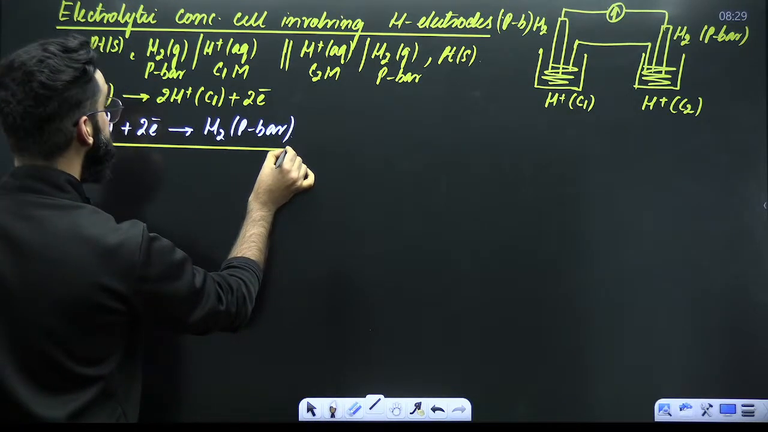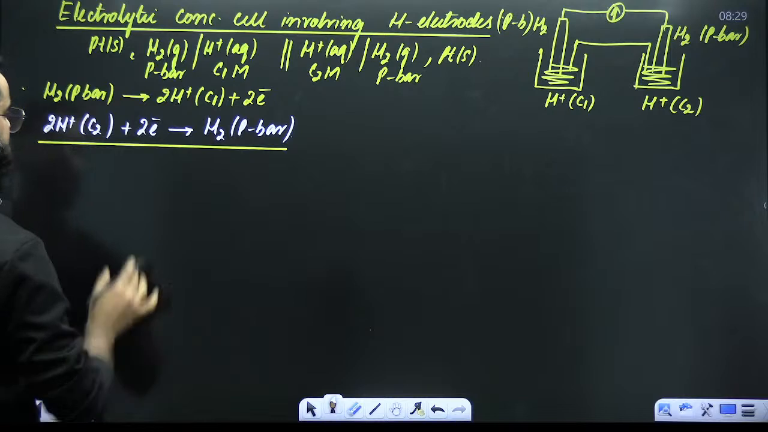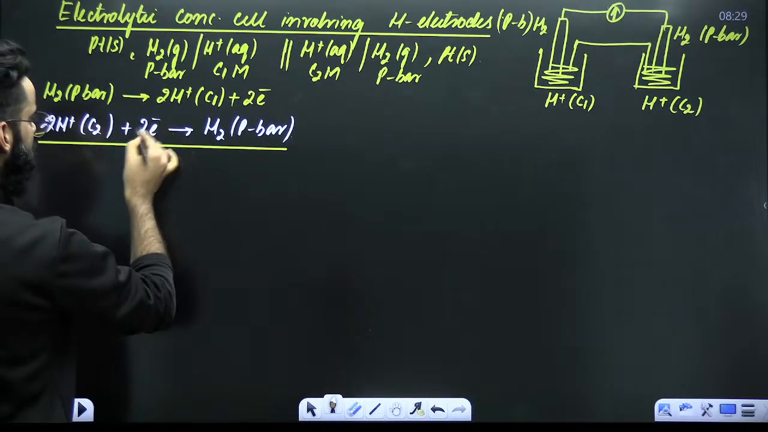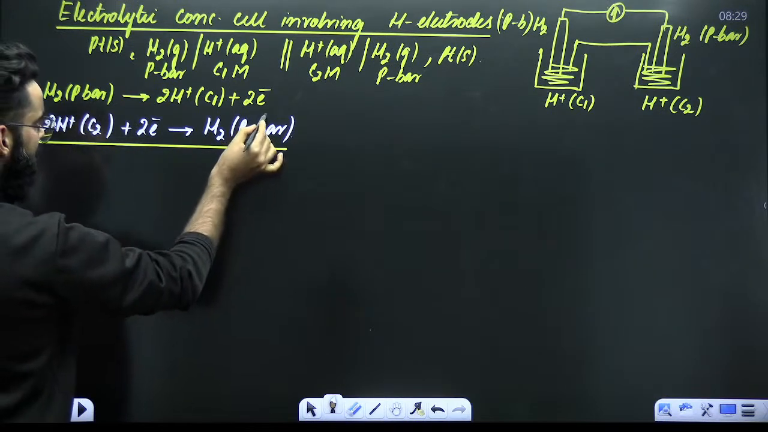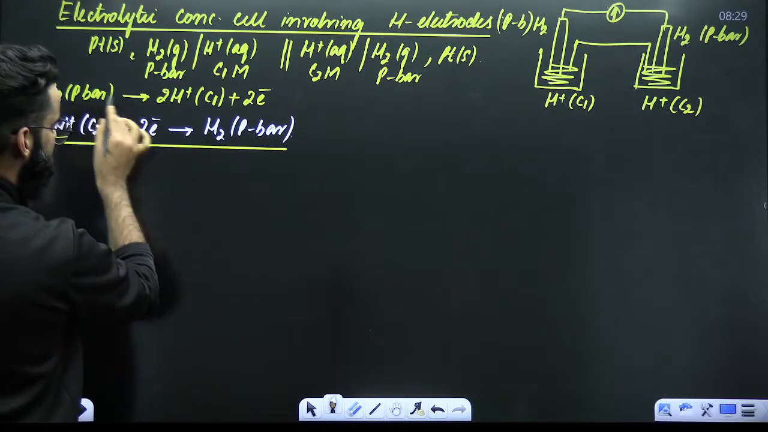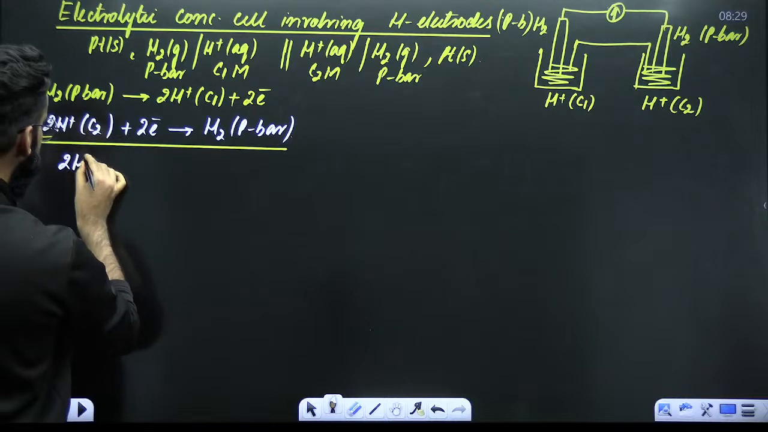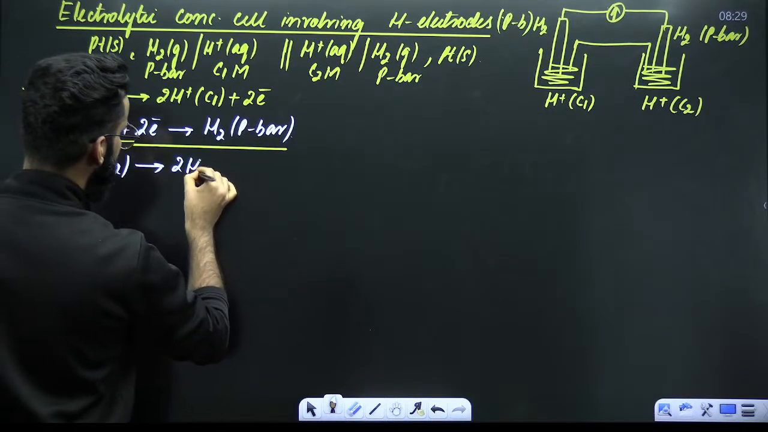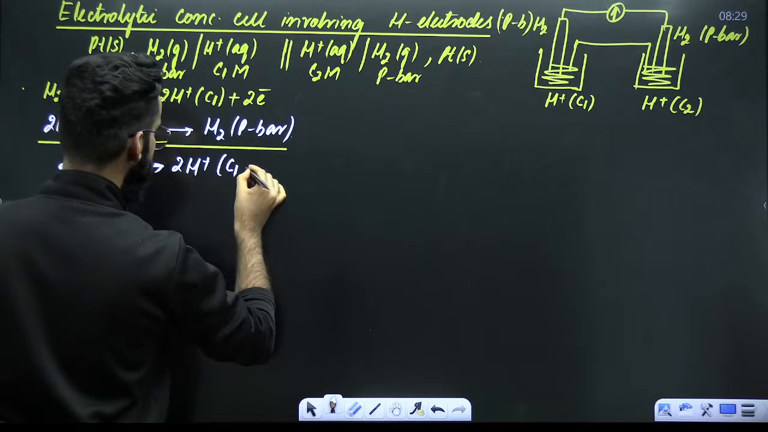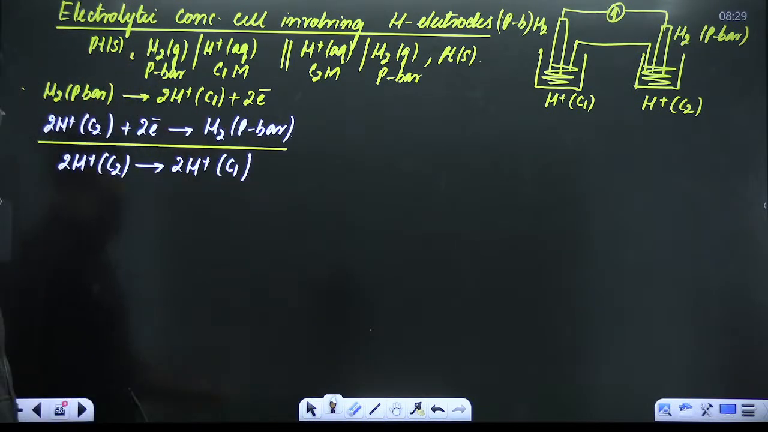Just add these two reactions. My dear students, when you add these two reactions, which all things will get cancelled out? 2 electrons cancelled, right? H2 cancelled because their pressure is same. So my net reaction has to be 2 times H positive with the concentration C2 molar gives 2 times H positive with the concentration C1 molar. This is my net reaction.